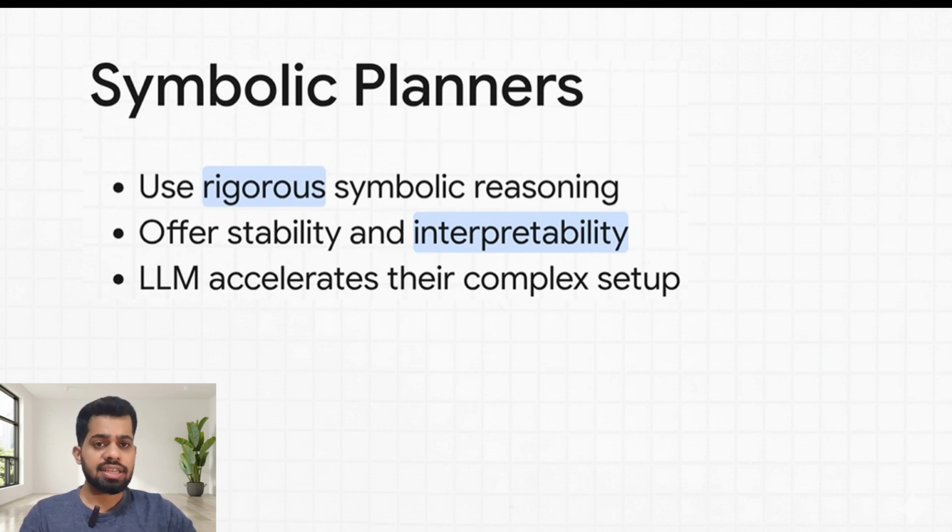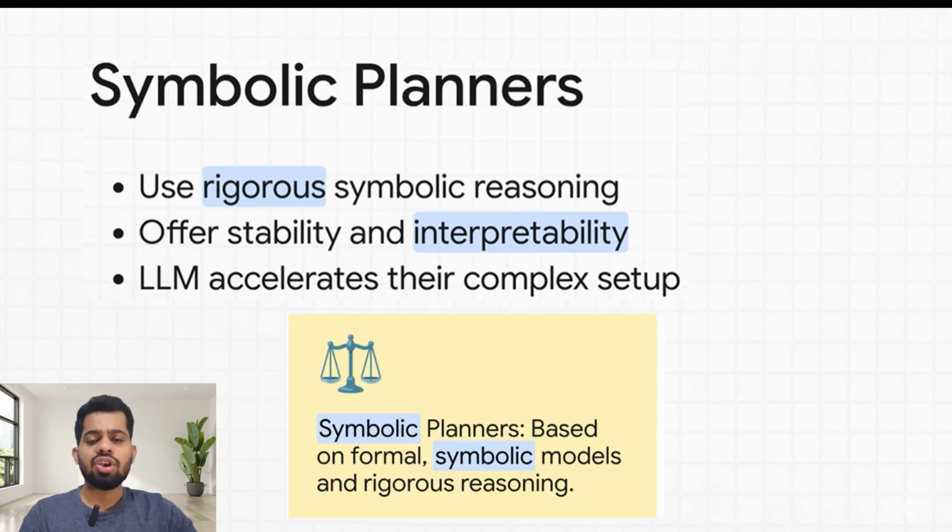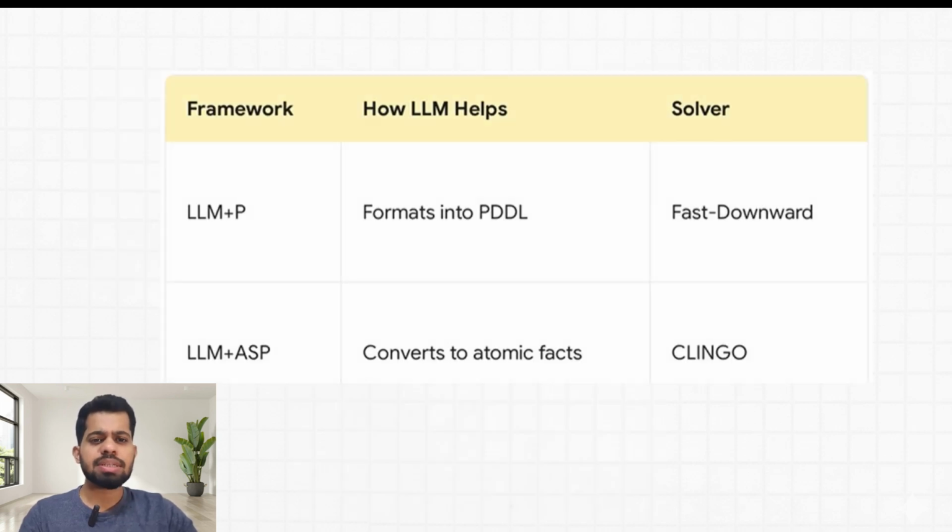These are our logicians. They are all about formal rules, logic, and doing things 100% by the book. But symbolic planners always had one huge problem. Setting them up used to be a crazy complex process that only human experts could do. Look at the first framework using the symbolic planner, LLM+P, where the LLM translates the problem into a specialized language called PDDL. Think of it as a universal language just for planning problems. And it's a similar idea with LLM+ASP as well, just with a different specialized language.